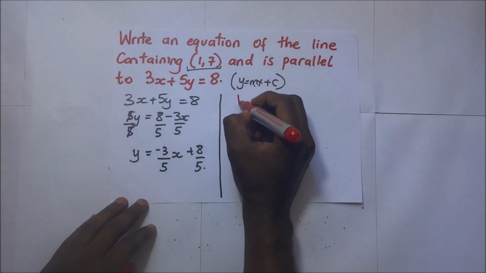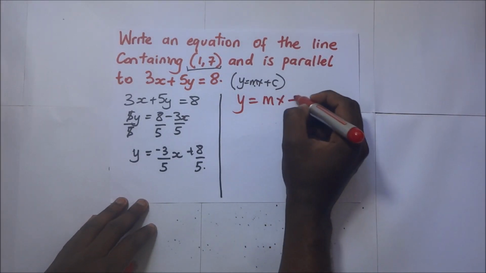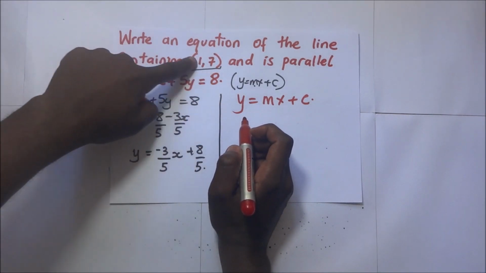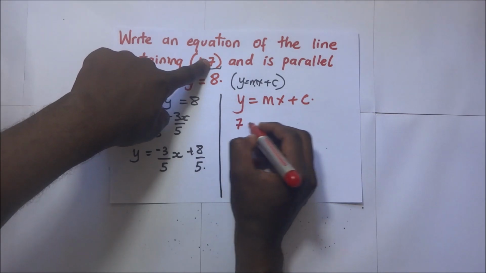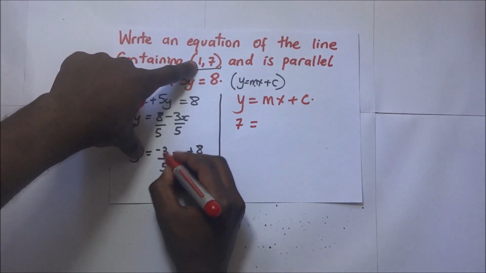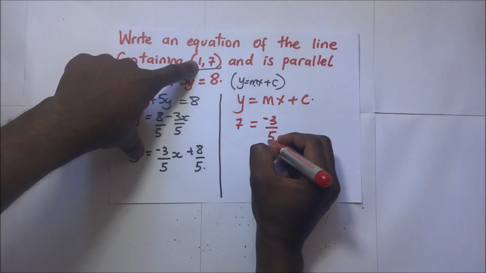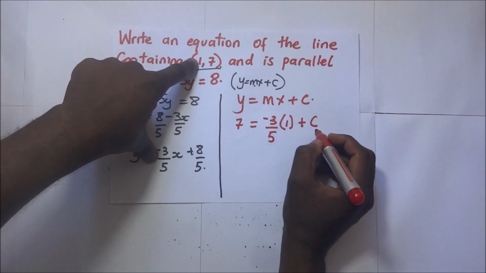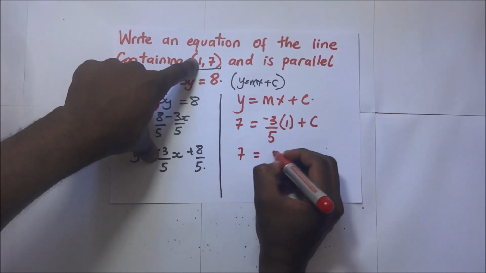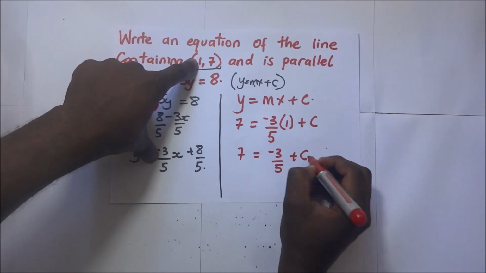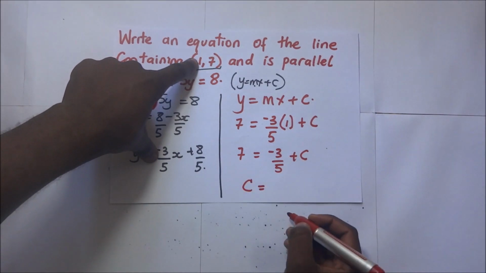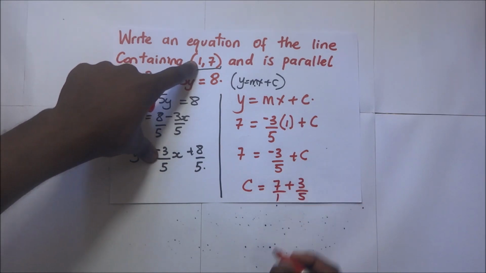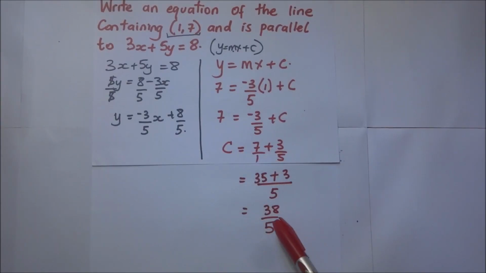So we shall say that the other line we are looking for is y equals mx plus c. We have one of its points, (1, 7). So 7 is going to be equal to the gradient m, which we have here as negative 3 over 5, times the value of x, which is 1, plus c. We are trying to look for the value of c. So 7 becomes negative 3 over 5 plus c. When we make c the subject of the formula, c becomes 7 plus 3 over 5. So our value of c is 38 over 5.